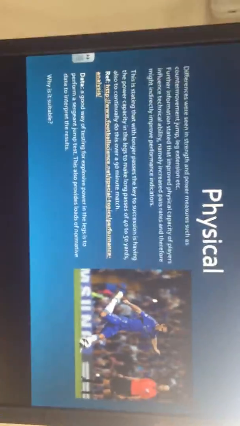So that's why I think it's suitable. It's suitable as, as I've said, we've got loads of normative data which we can interpret the results with, and it's a good way of testing the explosive power within the legs, and we can do it with the facilities that we have, as there is already one available to us.